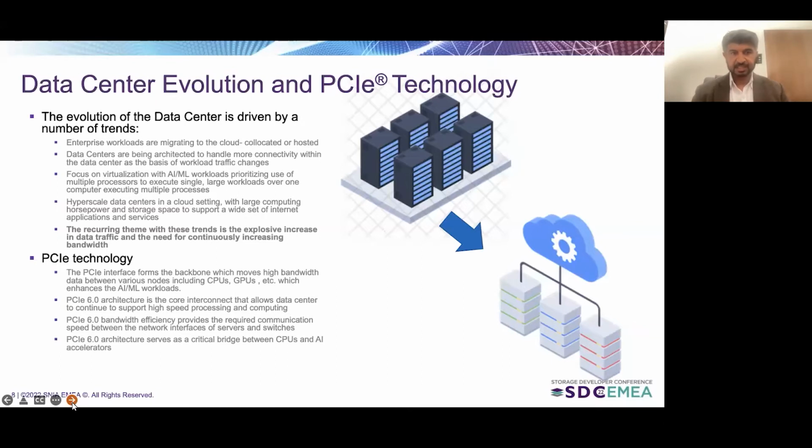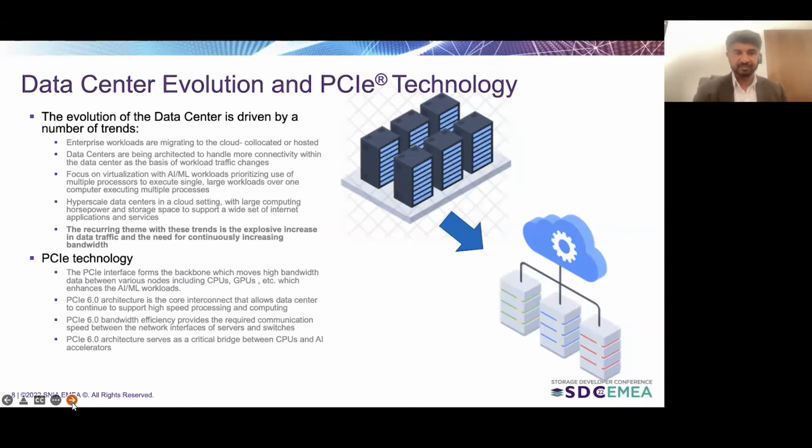Hyperscale data centers are in a cloud setting with large computing horsepower and storage space. To support a wide set of internet applications and services, they are becoming more and more prevalent. So what does this mean? The recurring theme within these trends is an explosive increase in data traffic and the need for continuously increasing bandwidth. That is where PCI technology plays a major role, and more specifically, PCIe 6.0 plays a critical part.